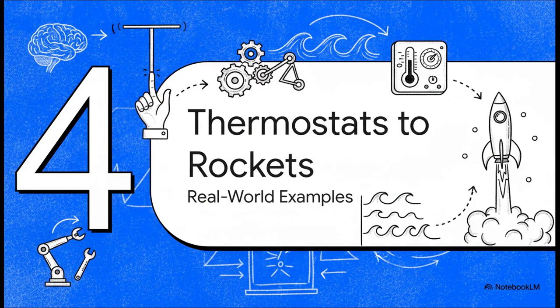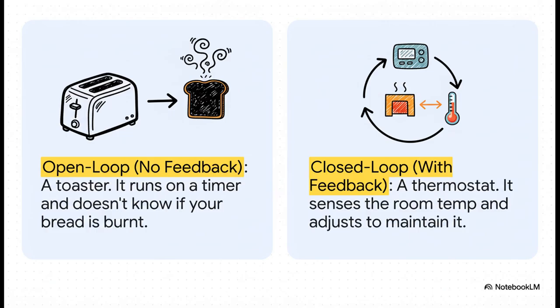Okay, so how do we get from a wobbly broomstick to running the entire modern world? Well, to make that leap, we've got to understand a really important difference between two types of systems. All right, check this out. It's open loop versus closed loop. An open loop system is, well, it's kind of dumb. Think of a cheap toaster. You set the timer, it heats for 2 minutes, and that's it. It has no clue if your toast is perfect or a burnt hockey puck.